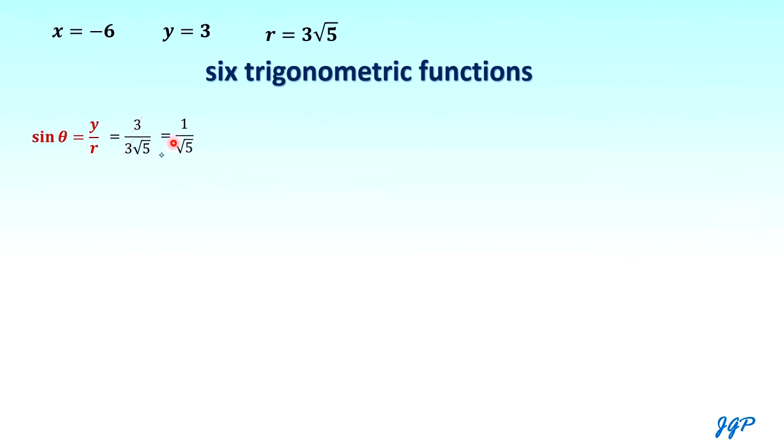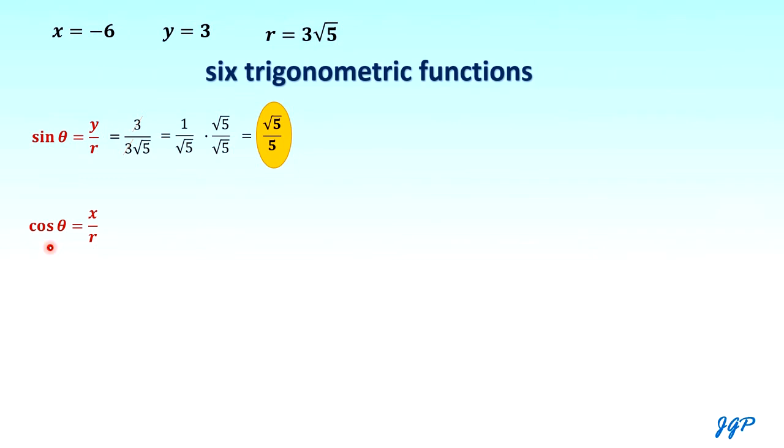Again, we have a radical expression in the denominator, meaning we need to rationalize the expression by multiplying both numerator and denominator by square root of 5. And to simplify that, multiply 1 times square root of 5, that is equal to square root of 5. Square root of 5 times square root of 5, that is equal to square root of 25, and square root of 25 is equal to 5. Meaning, the value now of sine theta is square root of 5 over 5.